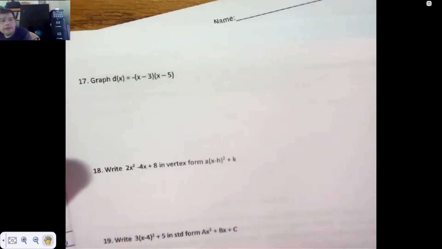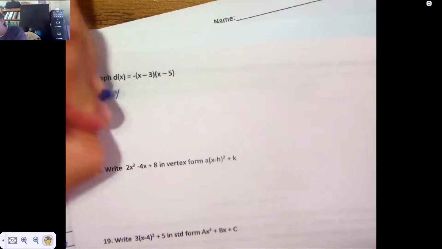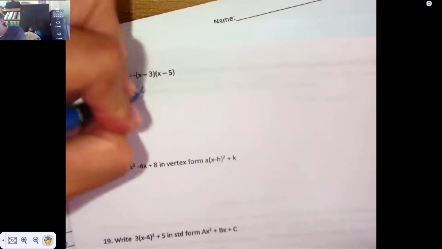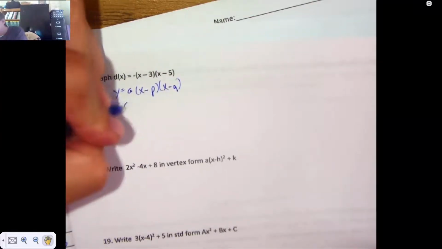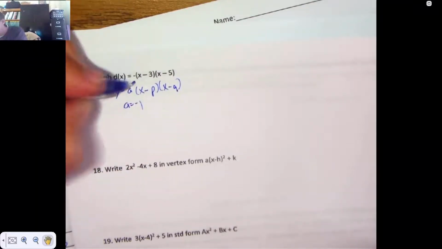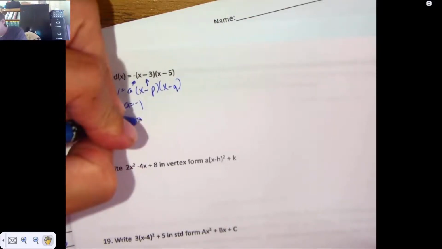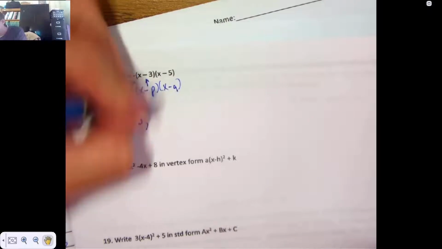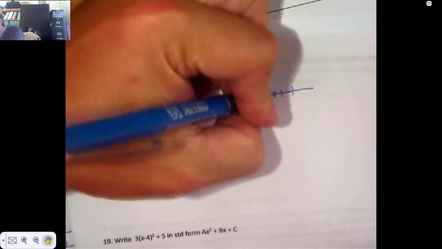You're tasked with graphing this. It is in intercept form, which is y equals a times x minus p times x minus q. The a value here is -1. One of your x-intercepts, p, is 3, and the other one is 5. So we have an x-intercept at 3. I need more room over here. 1, 2, 3, 4, 5.